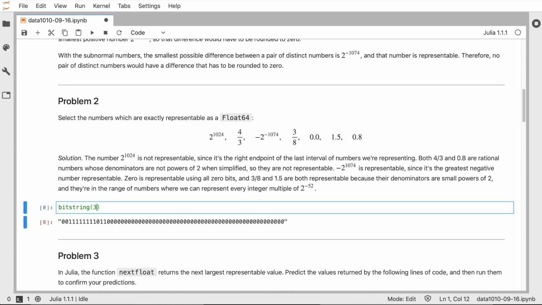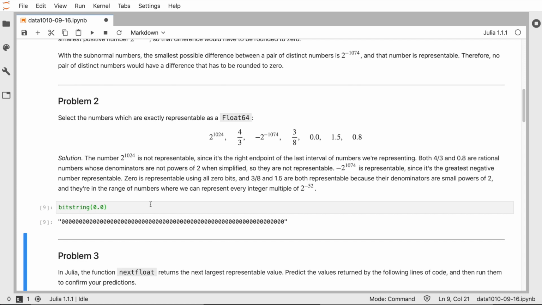And then a bit string of all zeros gives you the 0 number, and then 0.8 is going to be similar to 4/3. There's some alternating zeros and ones out here as far as you can see in the mantissa, because it's trying to approximate that 4/5 value.